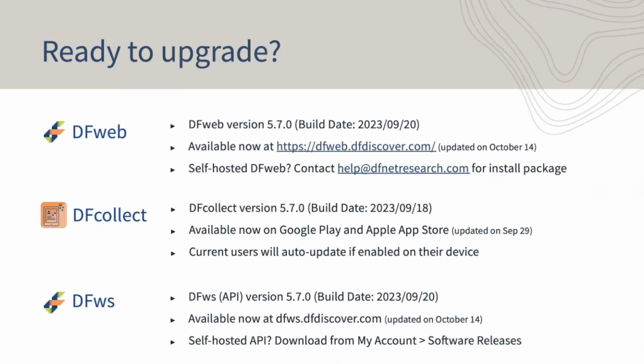Both DF Web and DFWS, our public-facing instances of DF Web and the API, were updated on October 14th. If you have your own self-hosted DF Web or self-hosted API, let us know if you need any help getting that installed and ready to go. DF Collect is always released through the app stores, and so that was updated on September 29th. If you currently have any users who have 5.6 installed, and they have auto updates enabled for DF Collect, they'll just get the new version once it's available. Otherwise, they can manually update when they're ready.